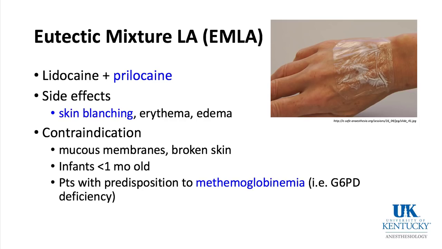Some contraindications. When would you not want to slather someone up with EMLA cream? If the skin is broken, or you're thinking mucous membranes, you're not going to put it there. Infants very young can't metabolize the local anesthetics as well, don't put it on them. And patients with this predisposition to methemoglobinemia, like G6PD deficient patients. EMLA cream, topical anesthesia, 2 local anesthetics, prilocaine being one of those.